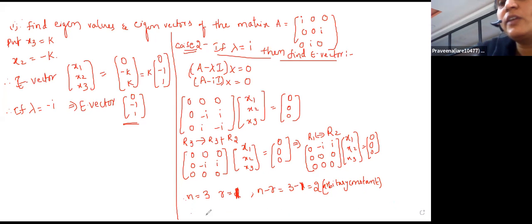Okay, now write down the equation. From this matrix we got only one equation, that is minus i x2 plus i x3 is equal to 0.